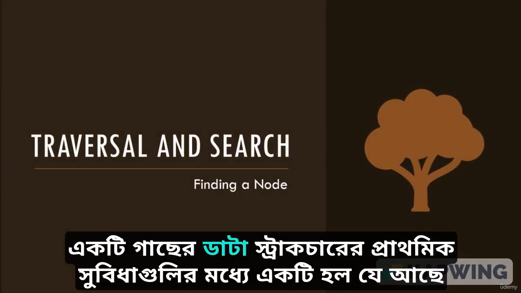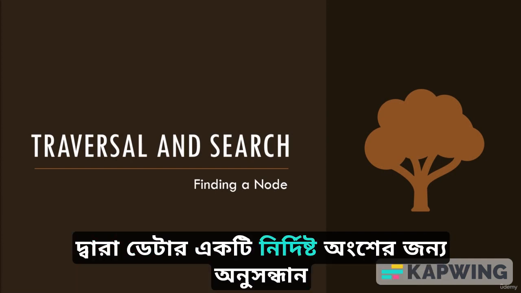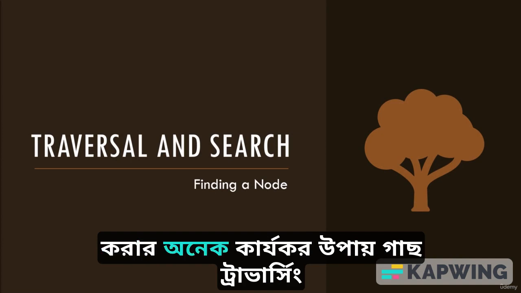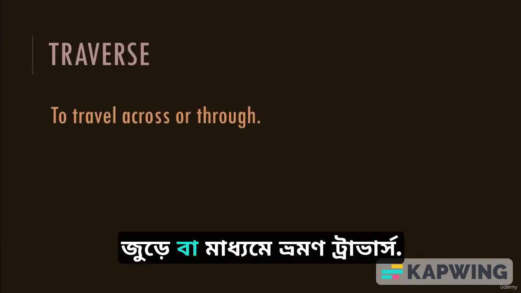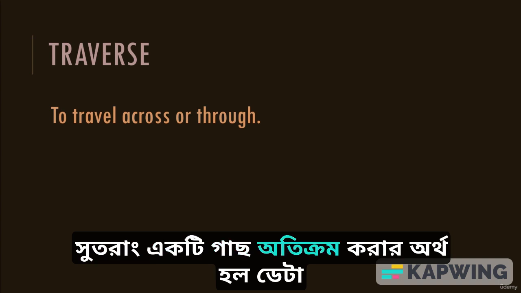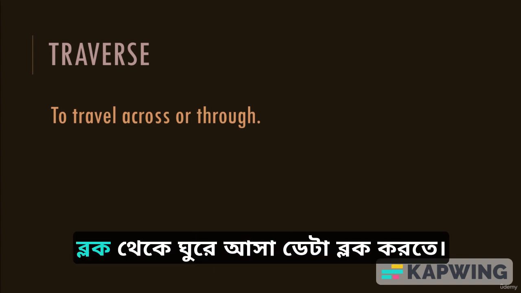One of the primary benefits of a tree data structure is that there are many efficient ways to search for a particular piece of data by traversing the tree. Big word alert. Traverse: to travel across or through. So to traverse a tree simply means to move around from block of data to block of data.